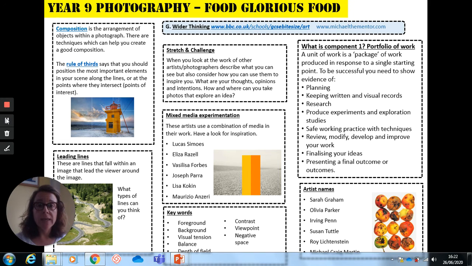To help you along the way, please do have a look at GCSE Bitesize. There is a lot of information there to help you with your understanding of photography. There's also a website that I will show you some of the videos from called Michael the Mentor. He breaks the key concepts of photography down into short lessons, and he sets little homework tasks as well. He's fantastic, and I think he explains things really clearly. So please do take a look at his website.